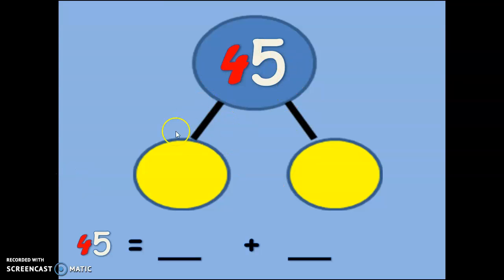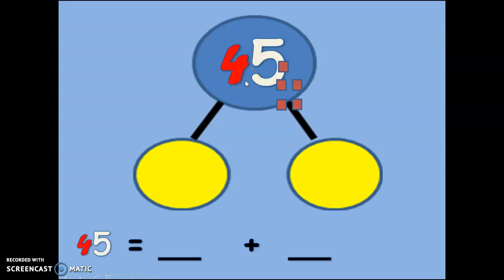Here we have the part whole model, and we have our whole number here, which is 45. Now, if we were to partition that into two, we would look at how many tens and how many ones. We've got 4 tens and 5 ones.